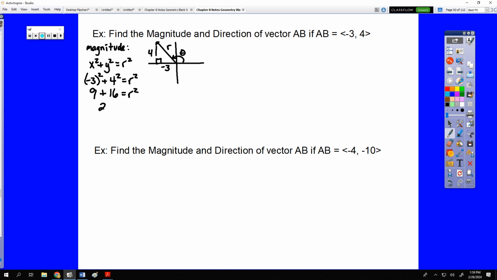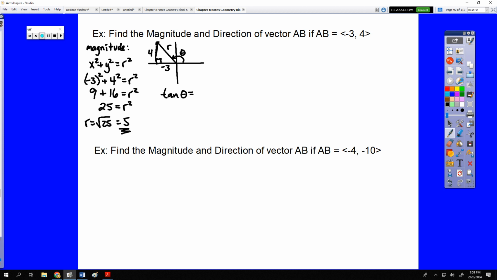We're looking at 9 plus 16, which would be 25. So r is the square root of 25, which we should all know is 5. Okay, as for the direction, when we're looking for the direction of angle theta, we would be doing the tangent of angle theta, even though that theta is not in the triangle.